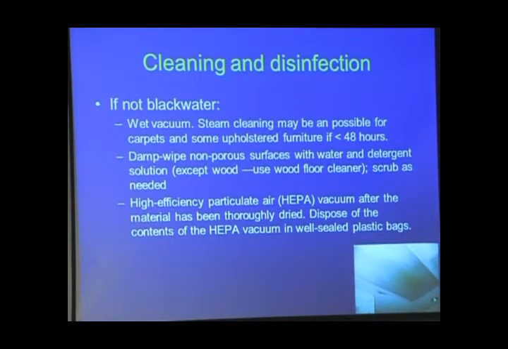What if it's not black water? If it's a water pipe that burst, then wet vacuum and steam cleaning may be possible for carpets and some upholstered furniture if it's less than 48 hours. Then damp wipe non-porous surfaces with water and detergent solution, except wood, where you can use wood floor cleaner, and scrub as needed. If you have access to a HEPA vacuum, you should use it after the material has been dry, and then dispose of the contents of the HEPA vacuum in plastic bags.